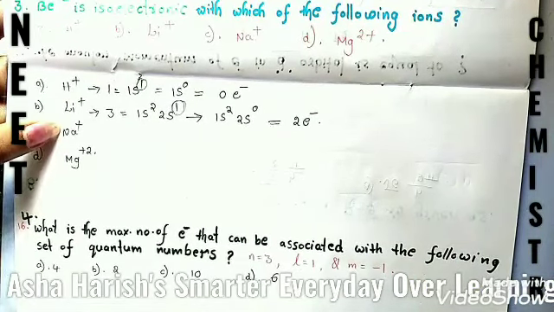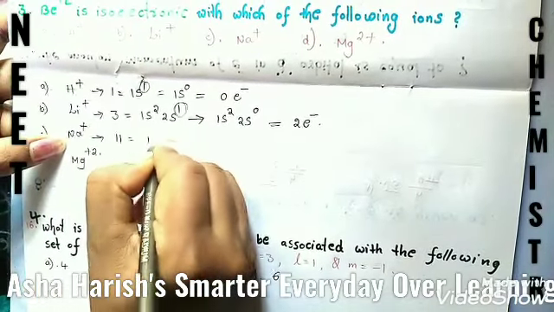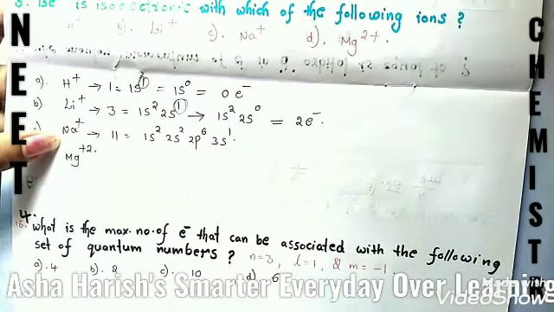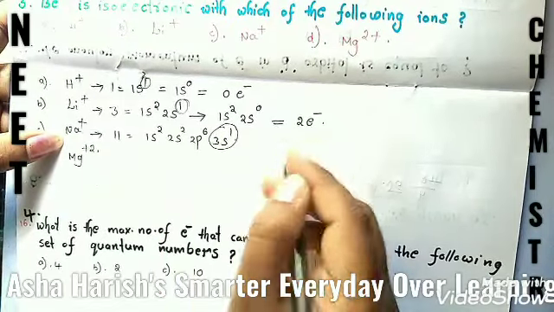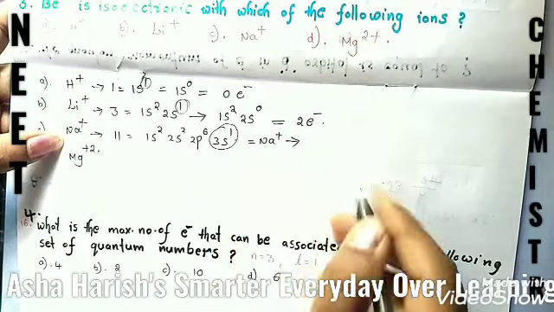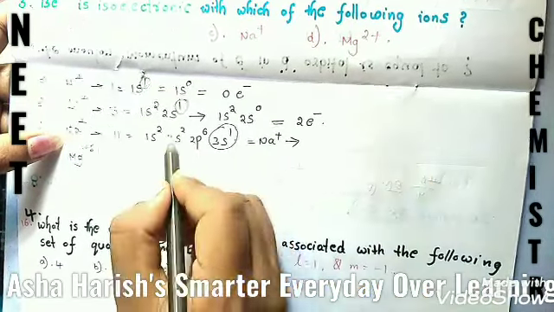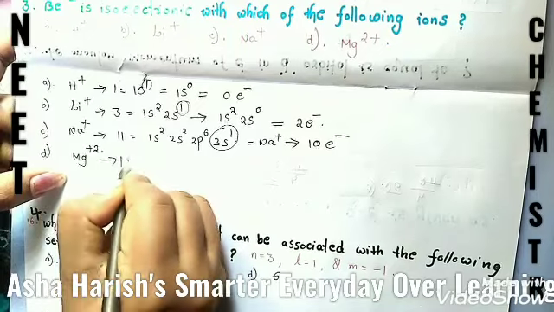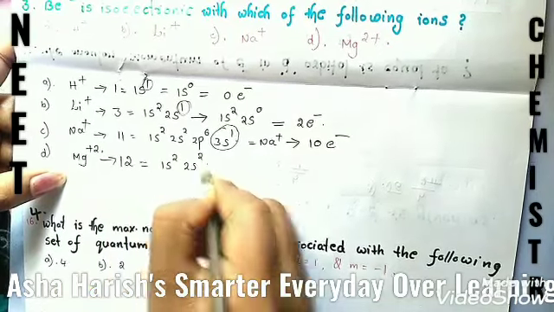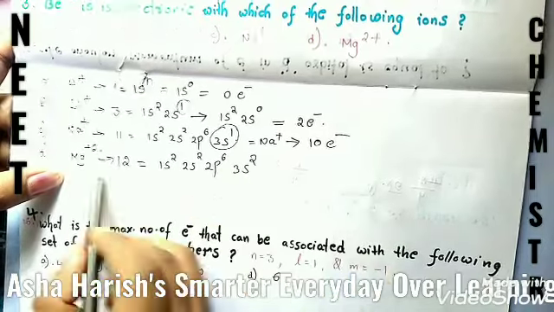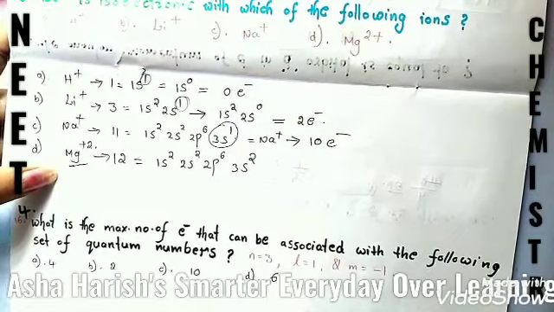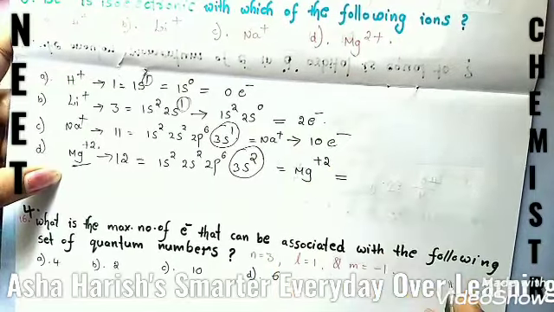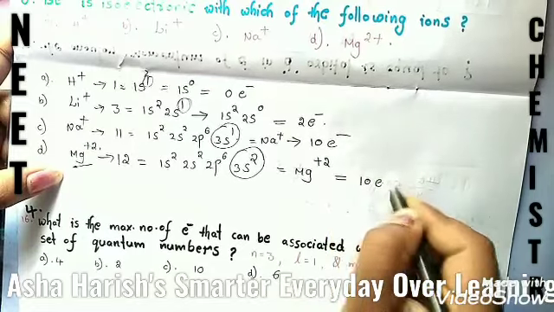Suppose Na plus ion: the atomic number is 11, and the electronic configuration is 1s2, 2s2, 2p6 and 3s1. If you remove this 3s1 electron, you get the Na plus ion, so 10 electrons are left over. For Mg plus 2, magnesium has atomic number 12 and the configuration 1s2, 2s2, 2p6 and 3s2. Since a plus 2 ion is formed, you need to remove these 2 electrons, so magnesium plus 2 can be formed, and if you count the electrons, here also 10 electrons are left over.